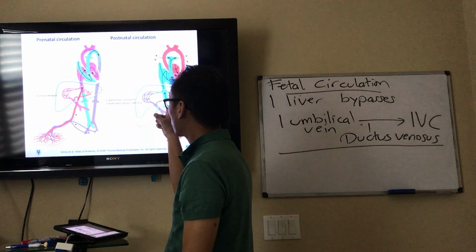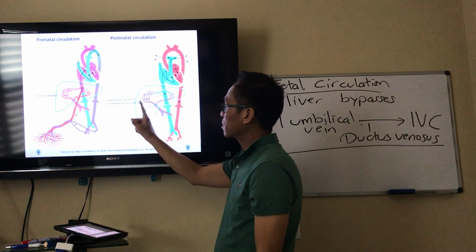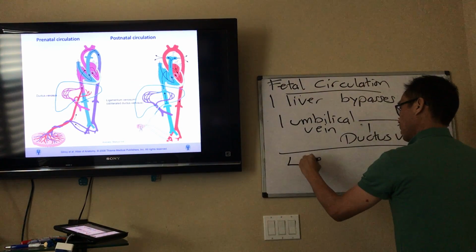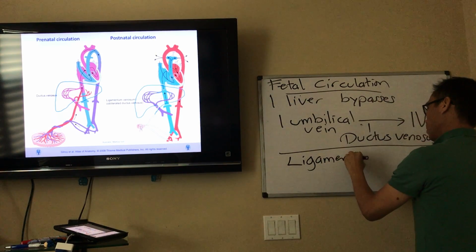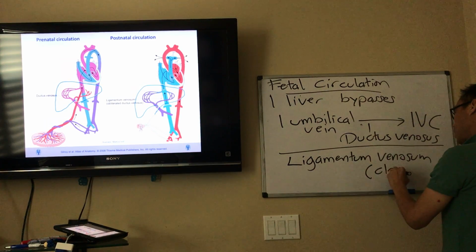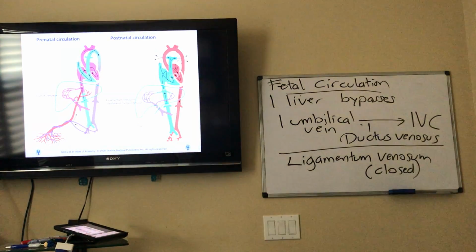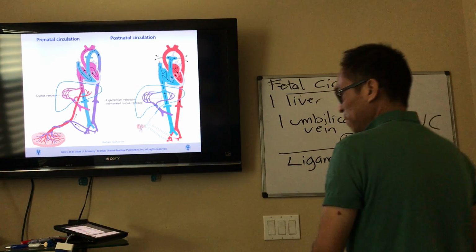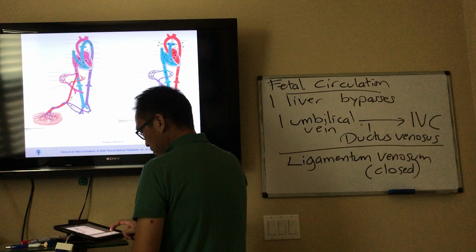Closes up in adult circulation and becomes ligamentum venosum. So it's called that when it's closed. Ductus venosus when it's open, ligamentum venosum when it's closed. Some blank figures you can study.